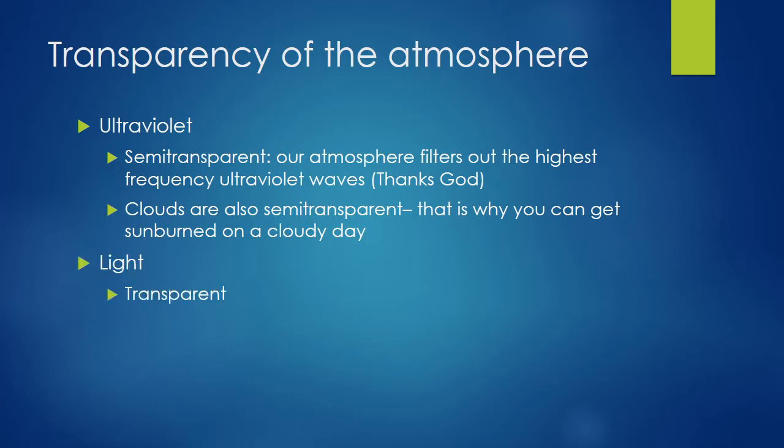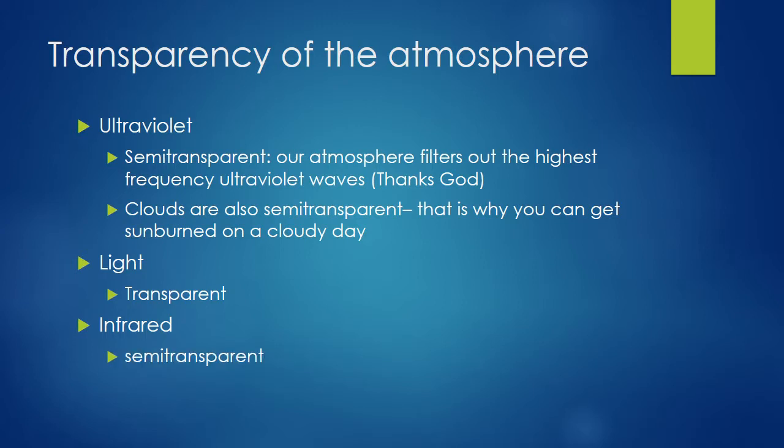Now, the atmosphere is completely transparent to visible light. God created it that way on purpose. The whole reason the sun is out there is to give us light and for us to get energy from the sun. If our atmosphere was opaque to visible light, there would be no point in having a sun out there, because we wouldn't get anything from it. So the visible light is able to pass through very easily in the atmosphere.